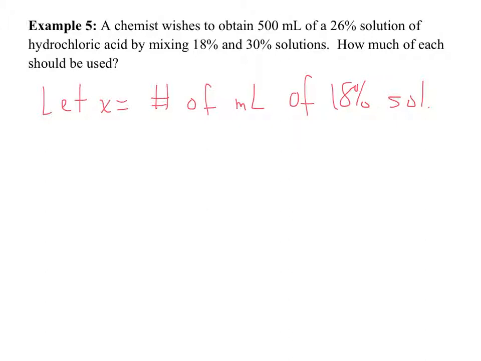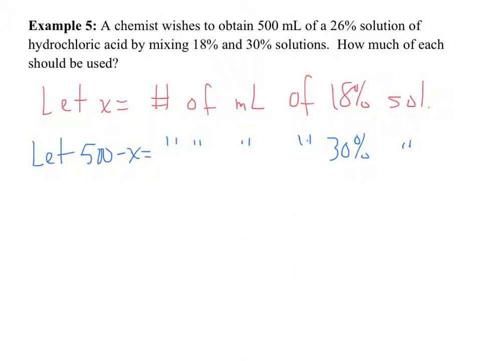So if x is defined as that, then technically speaking, isn't 500 minus x the other solution? If you get 200 for this answer, the only reason you got 300 is because 500 minus 200 gives you 300. So we could define another thing: 500 minus x is the number of milliliters of 30% solution. We don't have to write that necessarily, but it is going to come up in our table. So if x is the total of 18% solution, take that away from 500, and you get what's left over for the 30% solution.